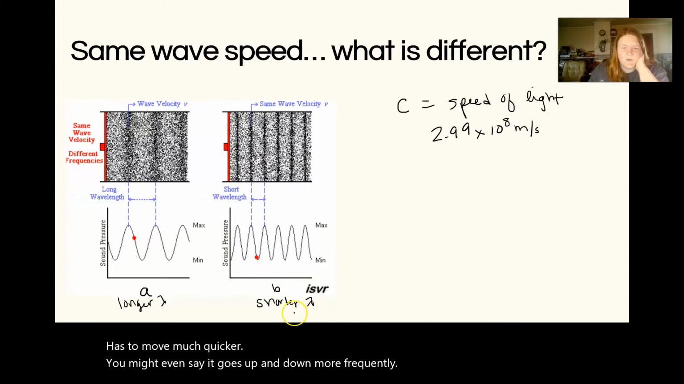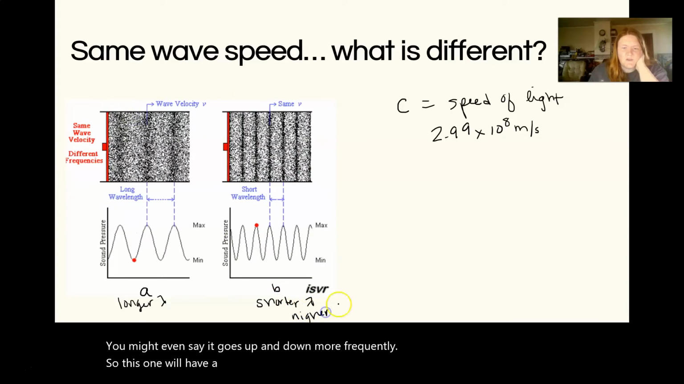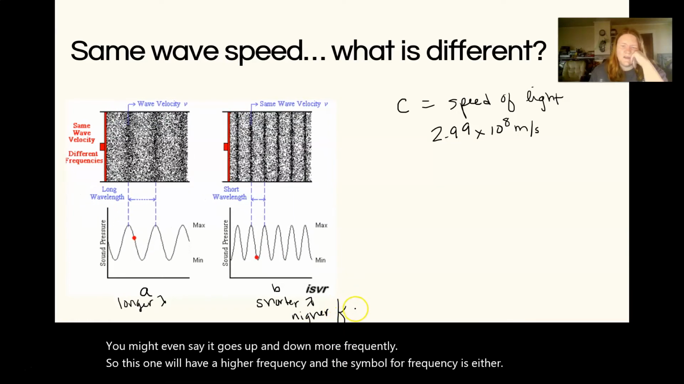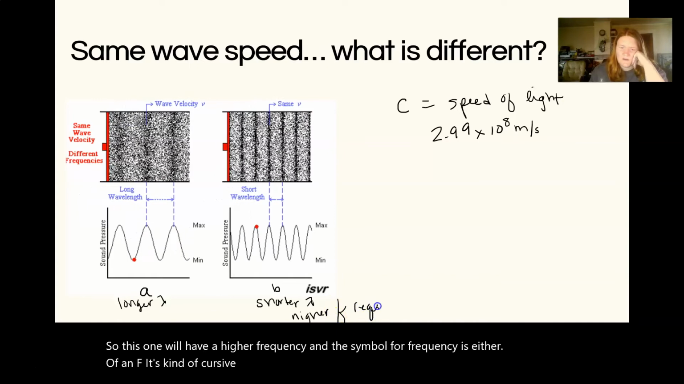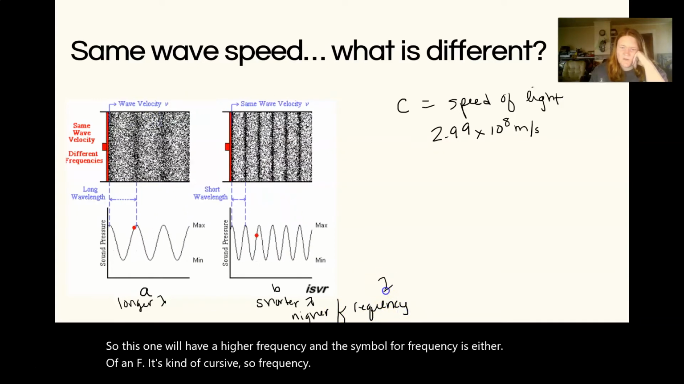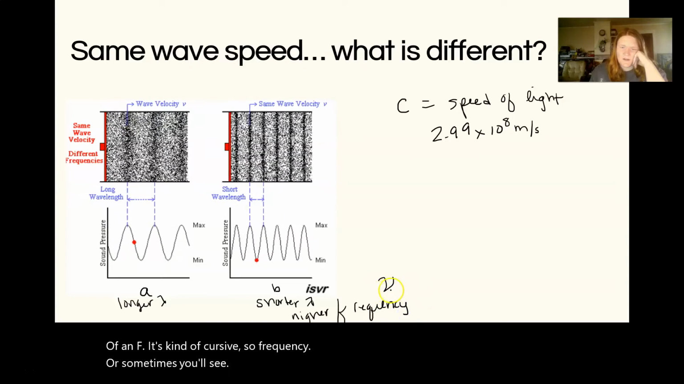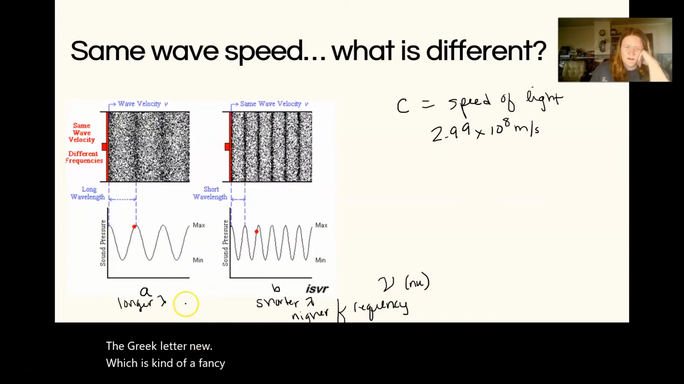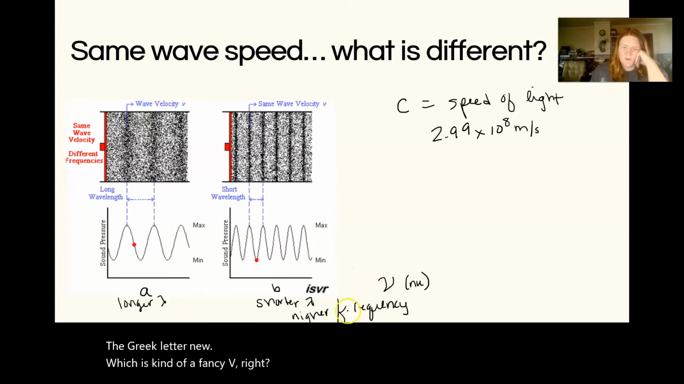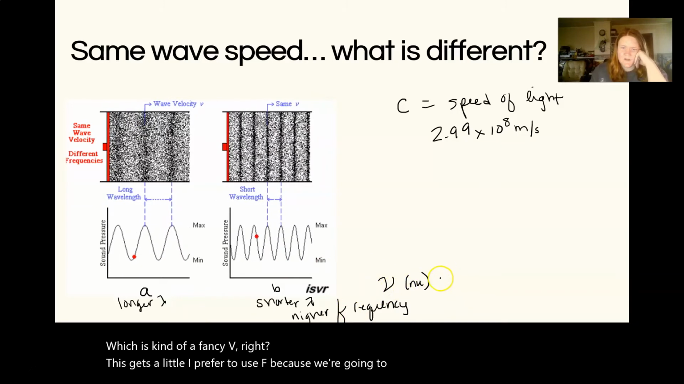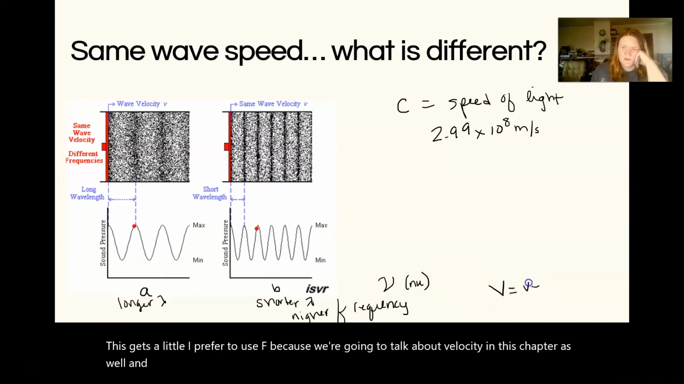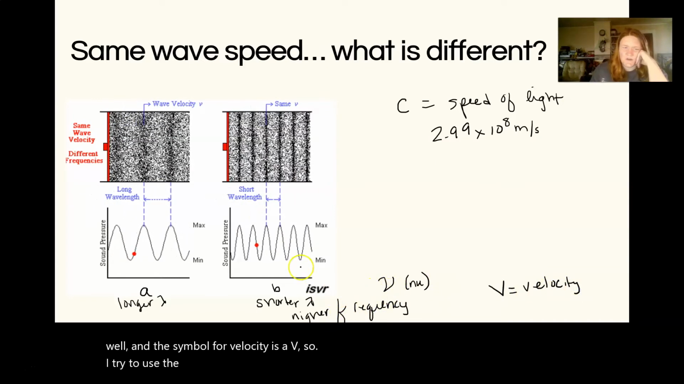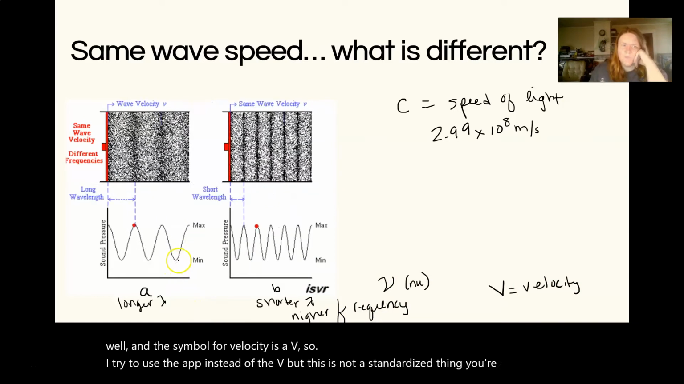So this one will have a higher frequency, and the symbol for frequency is either of an F that's kind of cursive, so frequency, or sometimes you'll see the Greek letter nu, which is kind of a fancy V, right? I prefer to use F because we're going to talk about velocity in this chapter as well, and the symbol for velocity is a V, so I try to use the F instead of the V, but this is not a standardized thing. You're going to run into both of them.